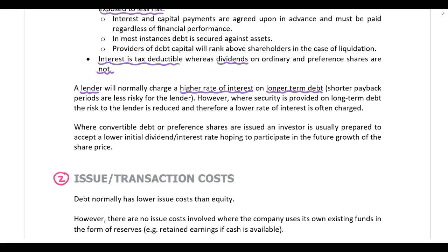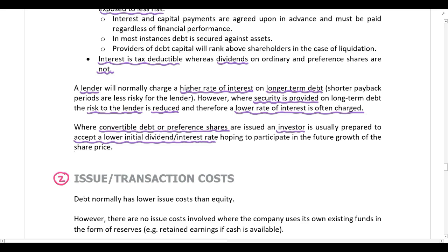However, you do sometimes see longer term debt with lower interest rates. And the reason for that is if security is provided on longer term debt, the risk to the lender is obviously then reduced, and they will then charge a lower rate of interest. Then with convertible debt or convertible preference shares, investors will usually be prepared to accept a lower return initially, so a lower dividend or a lower interest rate initially, because in the future, when the convertible debt or the convertible preference shares actually convert into equity, they will then be able to participate in the future growth of the share price.